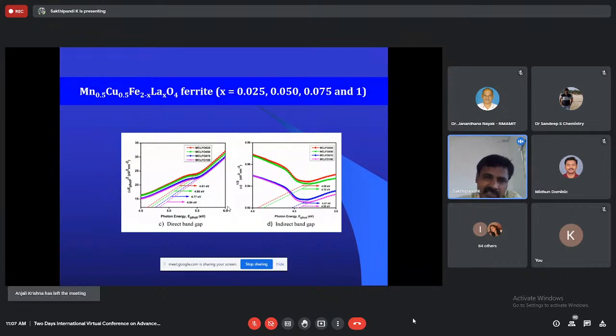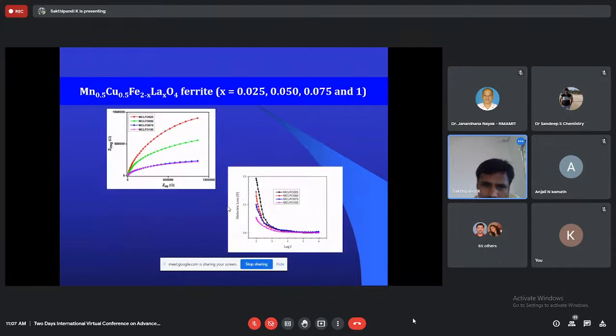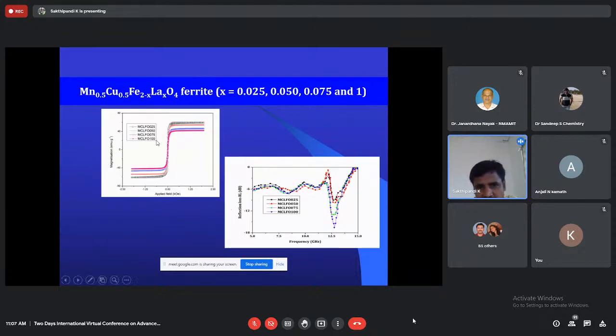The higher dielectric constant only depends on having materials with a high band gap. So this is the dielectric loss and dielectric constants. Here it is the magnetic field. The magnetic field is decreased from here to here. It is 0.25, and this is 1. The magnetic field is also decreased and the coercivity also decreased.